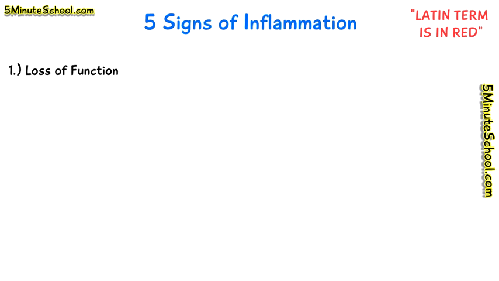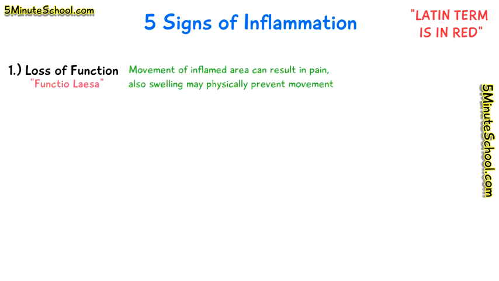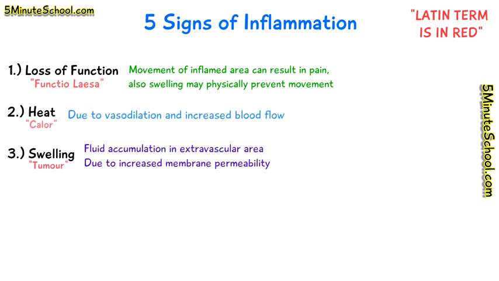There are 5 typical signs of inflammation. We have loss of function, and this is due to the fact that movement of the inflamed area can result in pain, and presence of swelling may physically limit movement. We have heat, and this is due to increased blood flow to the area, and that's due to dilation of blood vessels. We have swelling, which is because of fluid accumulation in the extravascular area, which is part of the inflammatory process. We have redness, due to increased dilation of blood vessels in the injured area, and the increased blood flow results in a red appearance.